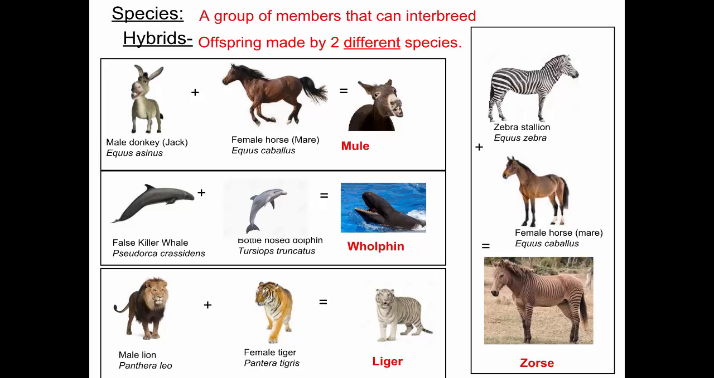So a liger, a zorse, a wolphin, and a mule, they can't mate on their own. They can't reproduce. They're infertile. How come? It has to do with the number of chromosomes. One of the things that distinguishes two different species is their number of chromosomes. And because when they reproduce, chromosomes have to combine in certain ways, the hybrids end up with the wrong number of chromosomes.